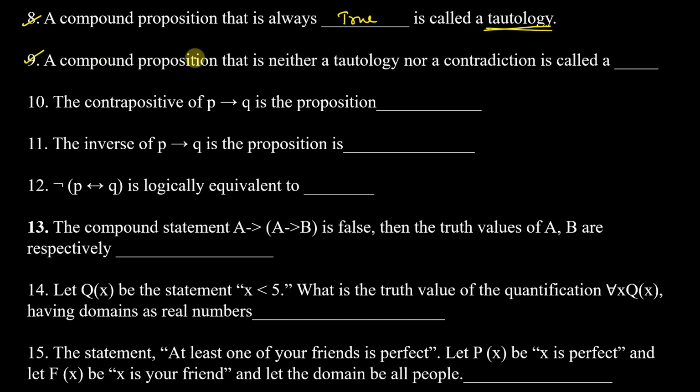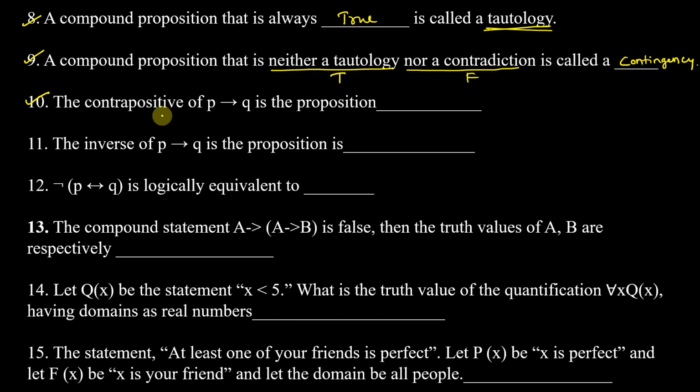Ninth question. A compound proposition that is neither tautology nor contradiction. What is tautology? Always true. What is contradiction? Always false. What does the statement say? It is neither tautology nor contradiction. Then we can call it a contingency. We call it contingency.